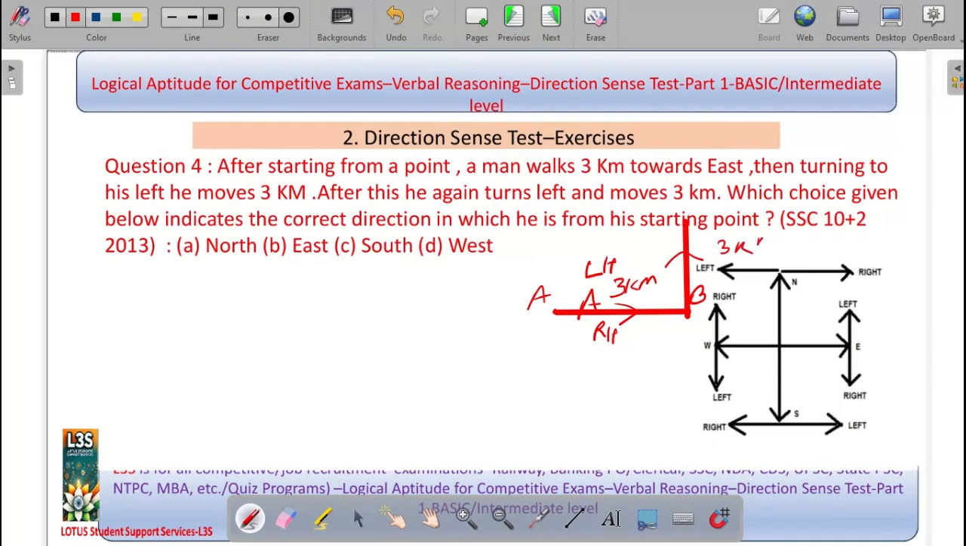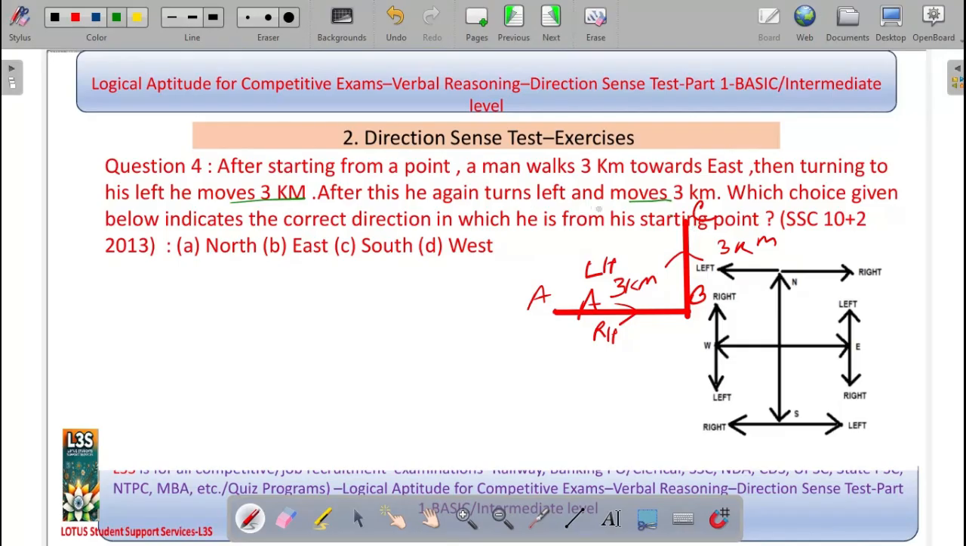Three kilometers, and this is C. So another color we are taking. Okay, we reached up to C. We reached up to here. Which choice given below indicates the correct starting point? After this, he moved up to here. We reached up to C, up to here.